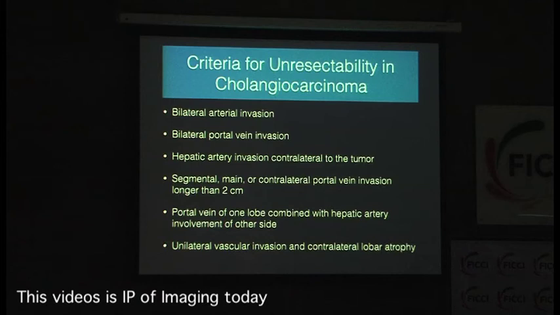Okay. So what are criteria for unresectability in cholangiocarcinoma? It's actually very, very simple. It's just common sense. Bilateral arterial involvement, obviously. Bilateral portal vein invasion, obviously, because there is nothing left. I mean, if you take out half the tumor, it doesn't make any sense. Hepatic artery invasion, contralateral to the tumor. Segmental main or contralateral portal vein invasion, portal vein of one lobe combined with hepatic artery of the other, and unilateral vascular invasion and contralateral lobar atrophy. So these are criteria I saw on the net. They were actually available, so I am showing them to you.